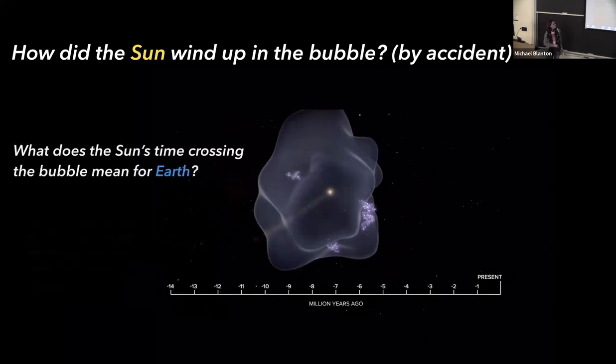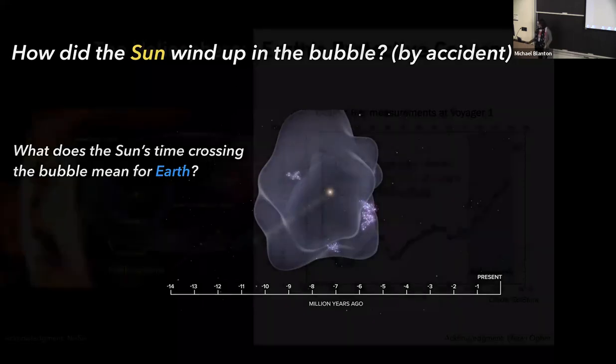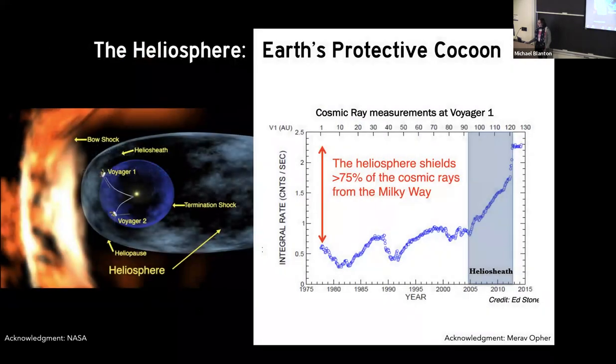And so of course the question is, what does the sun's time crossing the bubble actually mean for Earth? Does it have any effect here on Earth? We think it does. So what is that effect? We think the sun crossing into the bubble affected the properties of the heliosphere around the sun. Essentially, right around the solar system there's something called the heliosphere, which is created by the solar wind, sort of like a magnetosphere, and it's a protective cocoon.